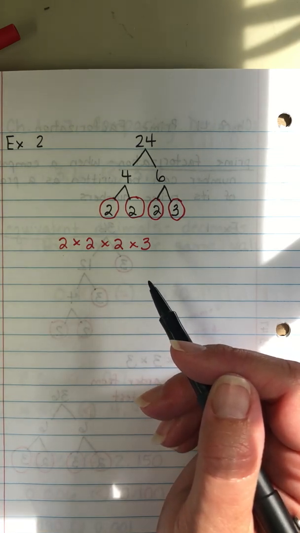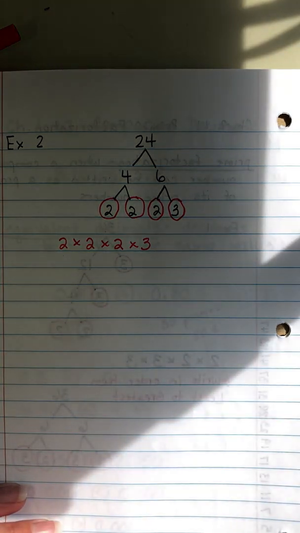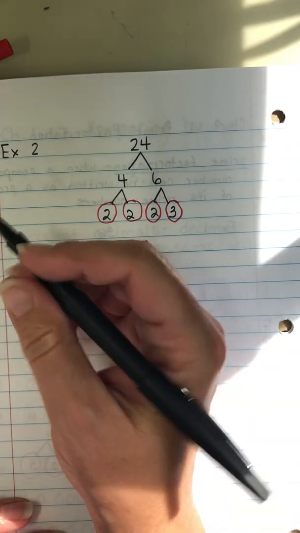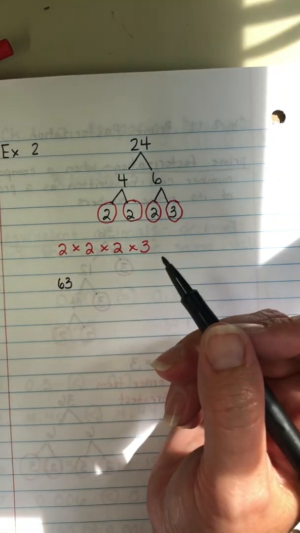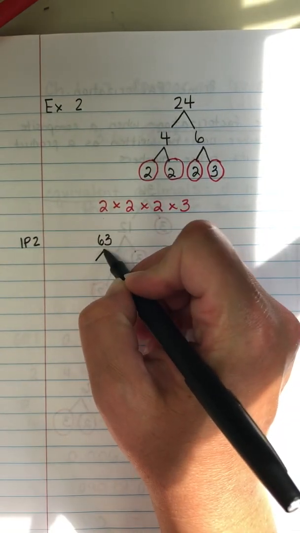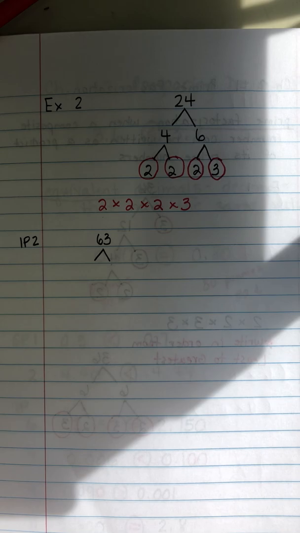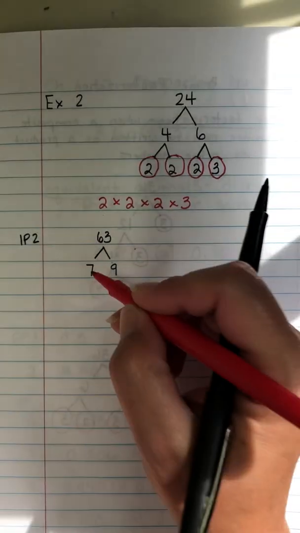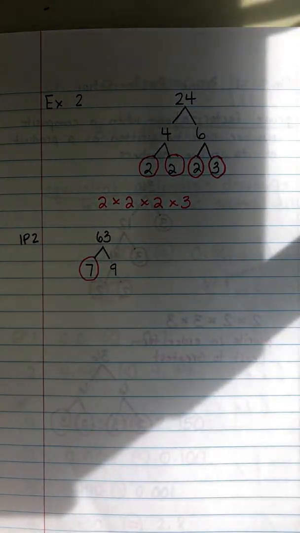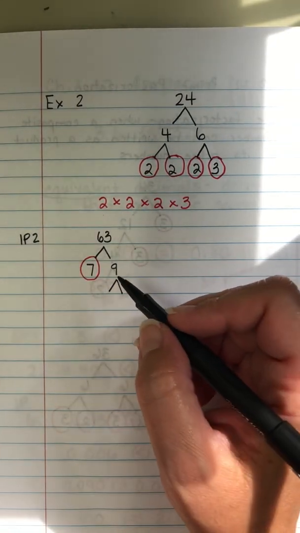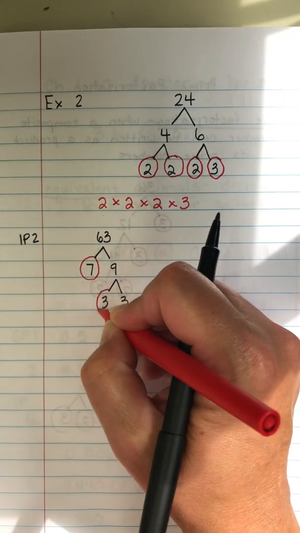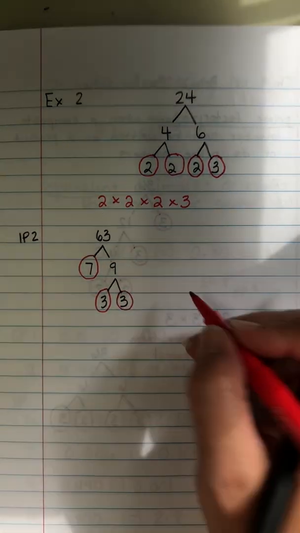All right, we are going to do some of the harder ones. Number 2 in the independent practice is 63, so it's a little bit bigger of a number. Again, I'm just trying to think, what are the factors of 63? 7 times 9, right? 7 is prime, 9 is not. Keep going. 9 breaks down to 3 times 3, both of which are prime. I'm going to write those out in order least to greatest.